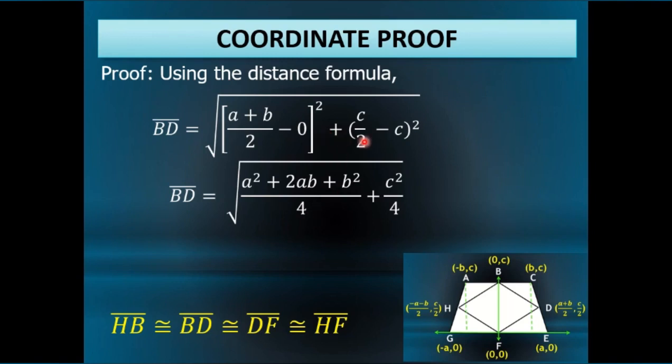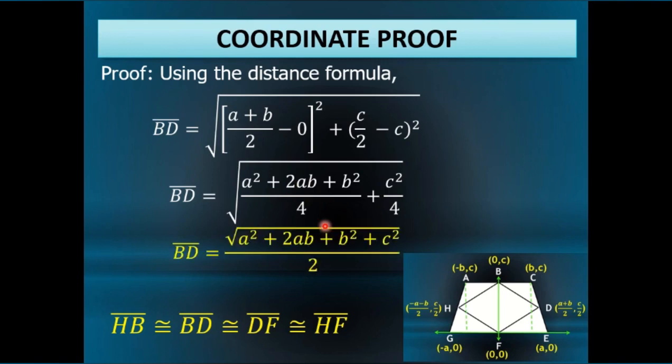Now for c over 2 minus c, this one will become negative c over 2. And then negative times negative is positive. That's why we have c squared. And then 2 squared is equal to 4. So again, we have similar fractions. We can now combine the numerators. So we have a squared plus 2ab plus b squared plus c squared all over 4, getting its square root. Square root of 4 is 2. So we have the length of the line segment BD as square root of a squared plus 2ab plus b squared plus c squared over 2, which is the same with the line segment HB.